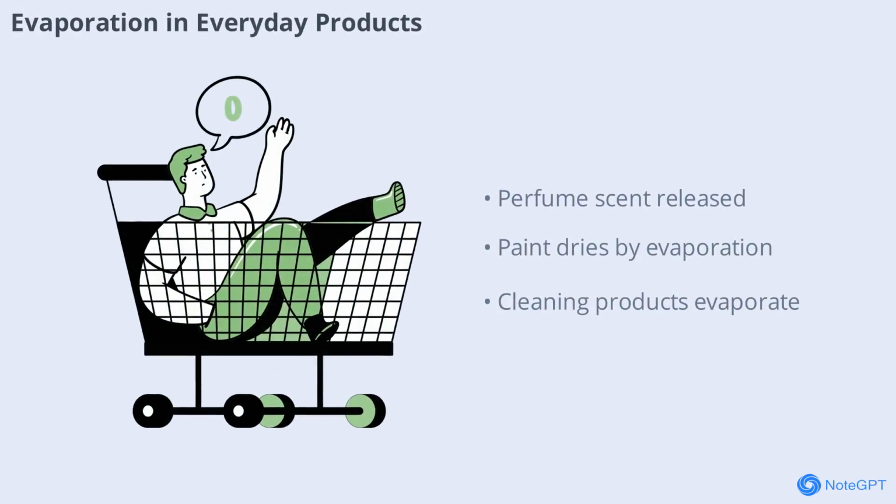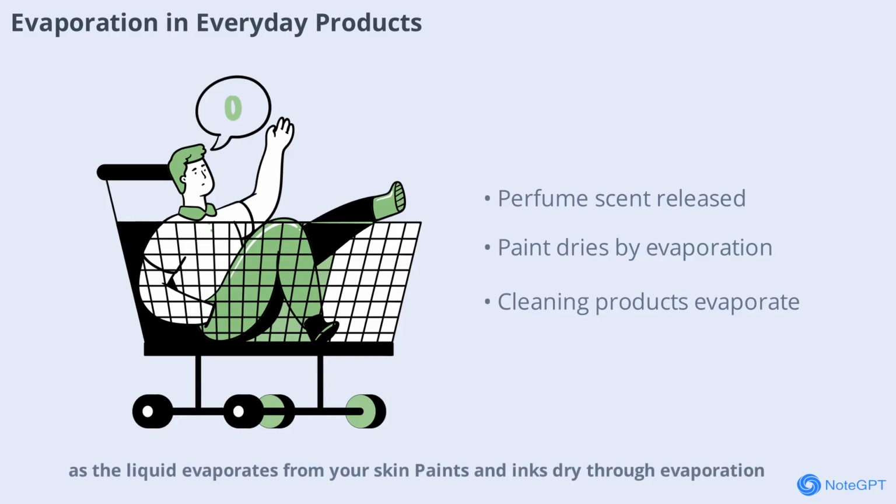Many products we use daily depend on evaporation. Perfumes and colognes release their scent as the liquid evaporates from your skin. Paints and inks dry through evaporation, leaving behind color and design. Even cleaning products often work by evaporating quickly so surfaces dry fast. Evaporation is a hidden helper in countless items around your home.